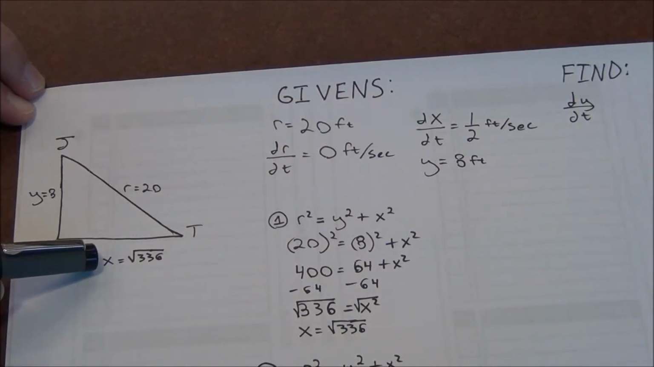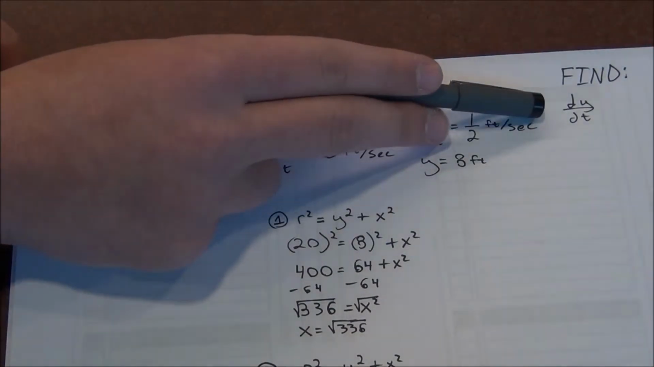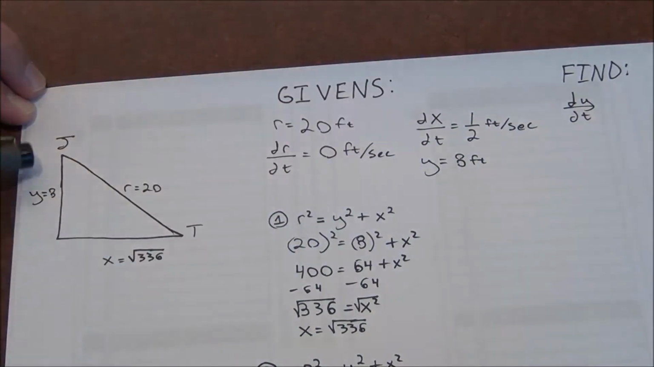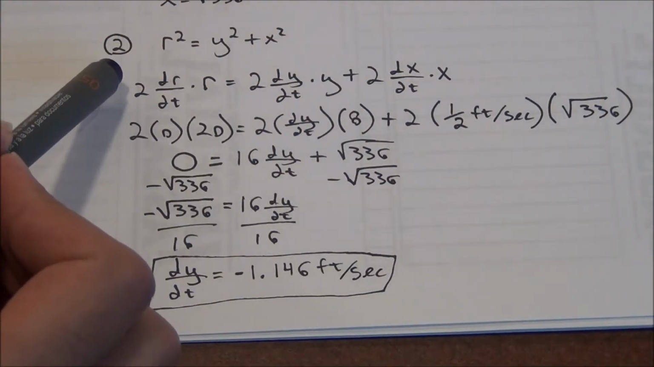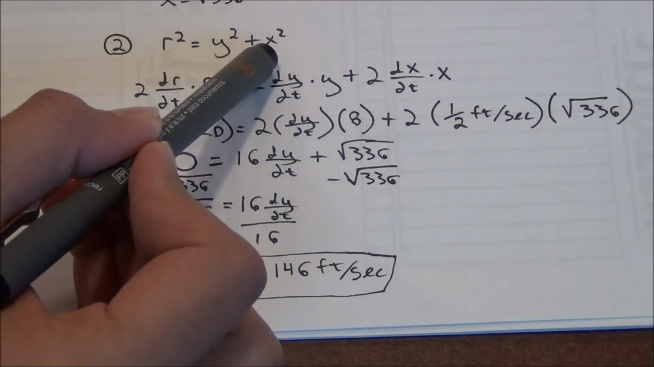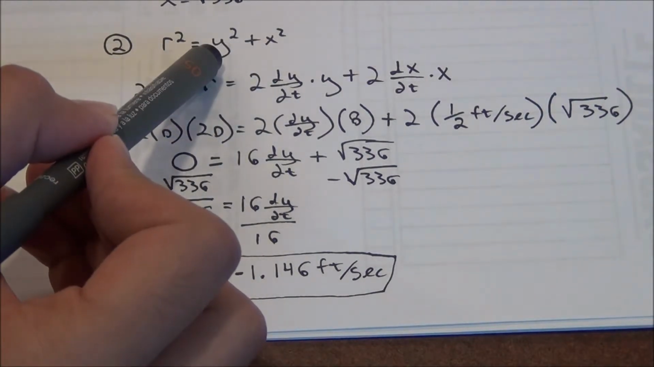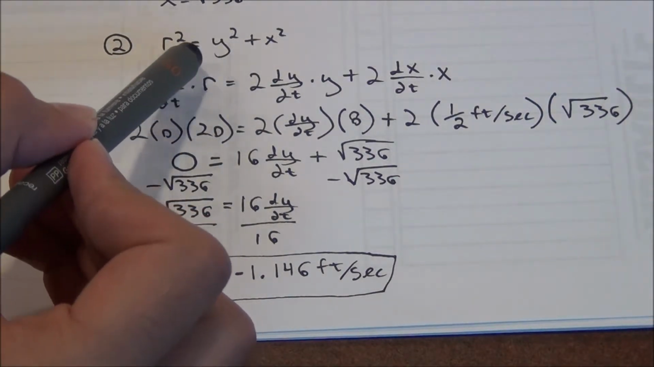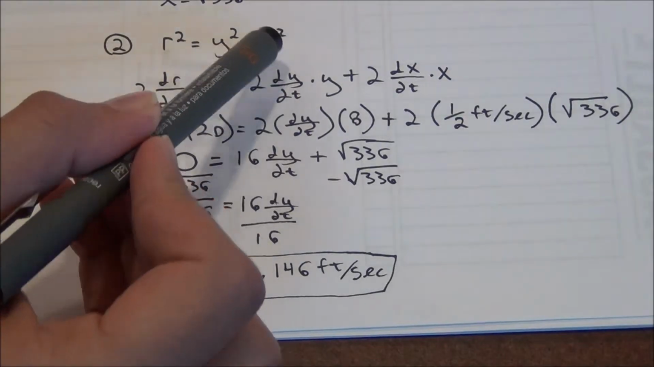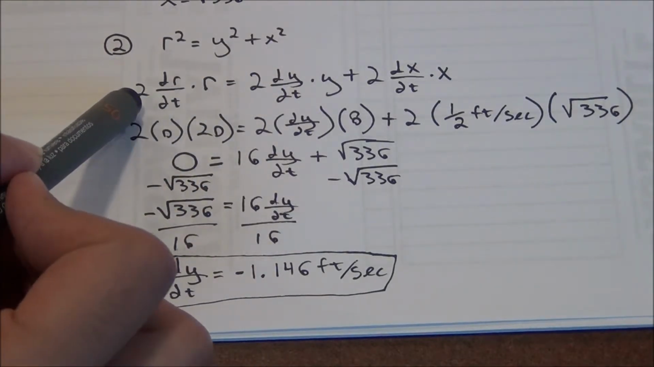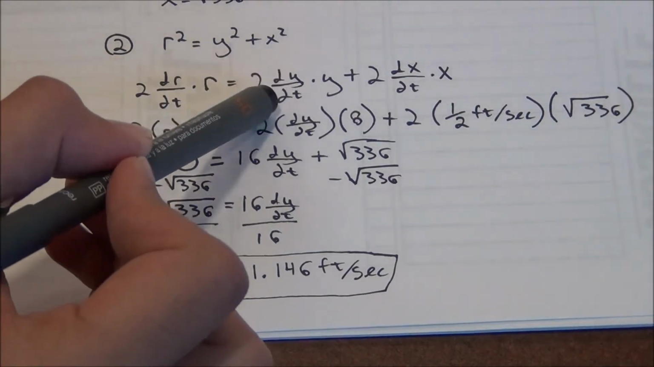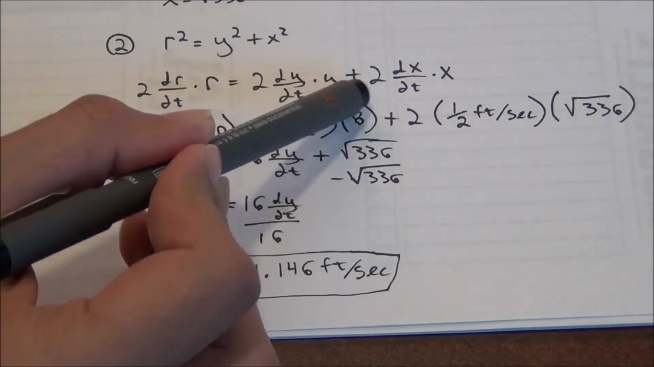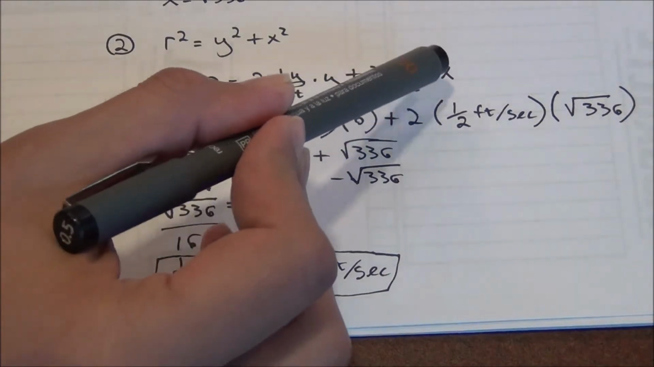So that gives you your x value, and that puts you in pretty good shape to find dy/dt, or the rate at which Jim is falling towards the ground. So now that we've solved for x, we can use our Pythagorean theorem again in order to get dy/dt, the rate at which Jim is falling. When you take the derivative of this formula, you also have to do chain rule, which gets you 2 dr/dt times r equals 2 dy/dt times y plus 2 dx/dt times x.